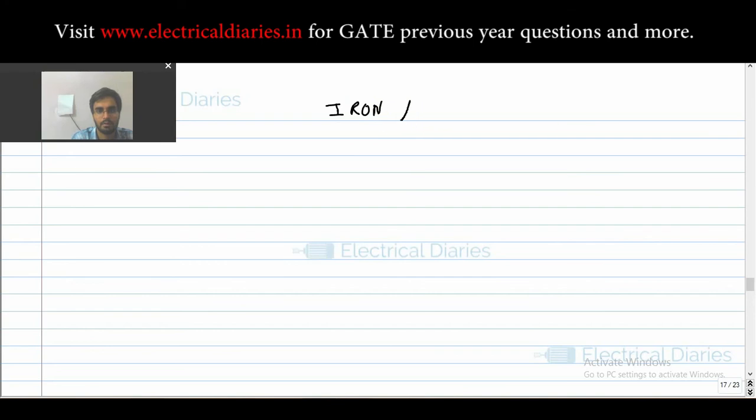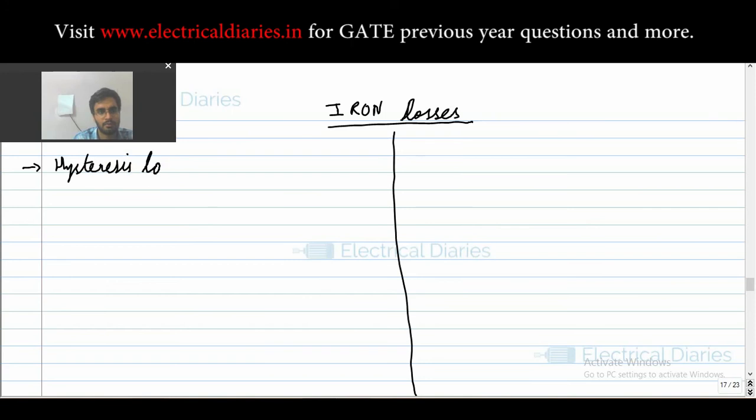No matter whatever the machine is, if you have a core, then iron losses will be there. The iron losses are classified into two kinds: one is your hysteresis loss, and the eddy current losses. I won't be dealing with much theory here. I will deal with what you need to remember and how you need to solve the questions. First we will see the hysteresis loss.